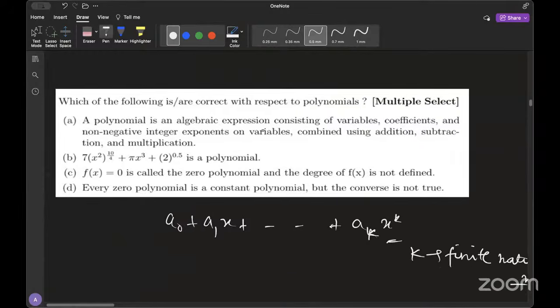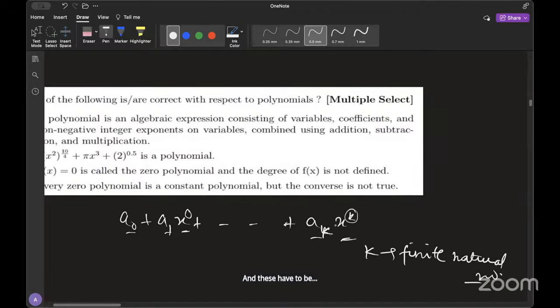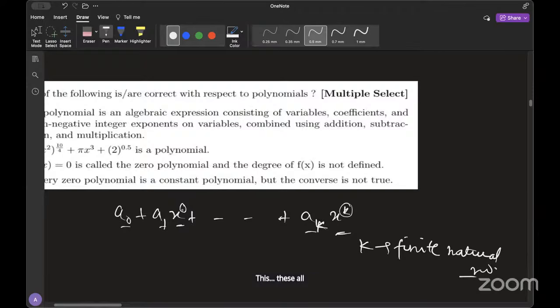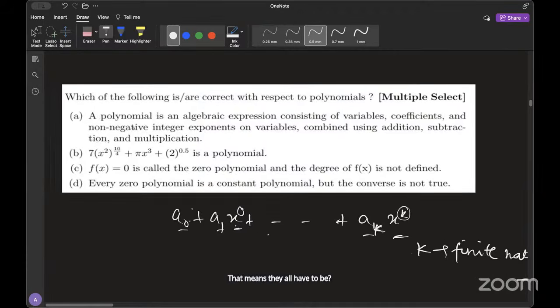Right. So what all is allowed here? This is an algebraic expression consisting of variables, there's a variable here, coefficients, these are coefficients, and non-negative integer exponents. The powers are called exponents, and these all have to be natural numbers, right? Because we're taking x to the power 0, x to the power 1, x to the power 2. That means they all have to be non-negative integers. Non-negative integers means starting from 0 and then it keeps going on.